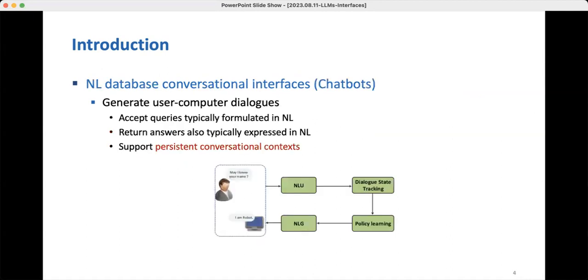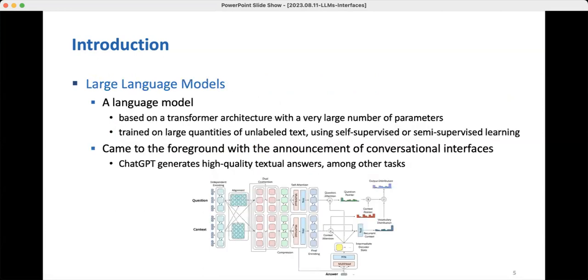You also find in the literature what we call chatbots or natural language database conversational interfaces. They receive sentences, questions in natural language. They produce answers in natural language, but the answer to one question depends on the context, on the previous questions and the previous answers. This is a quite interesting class of interfaces.